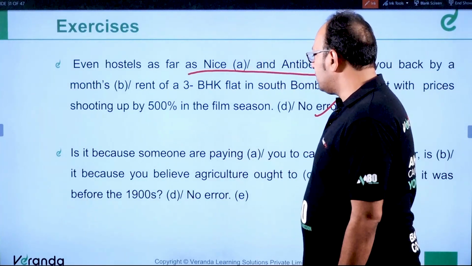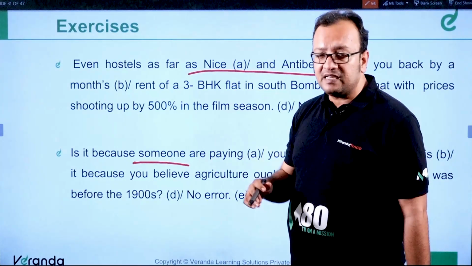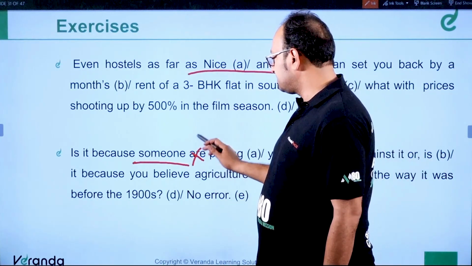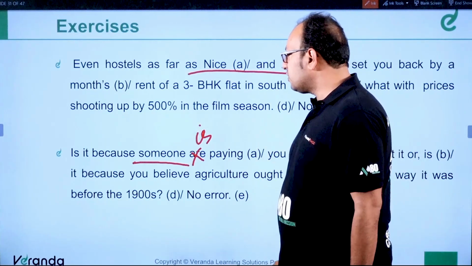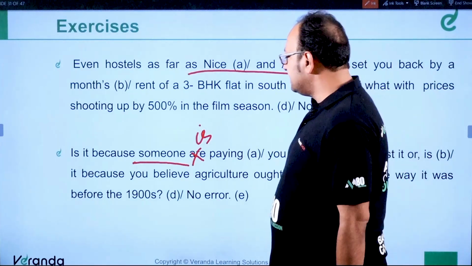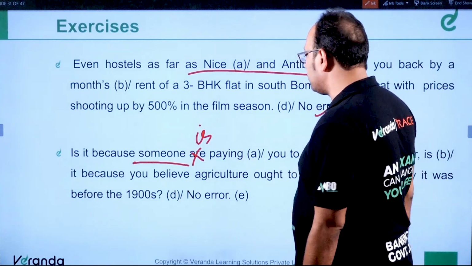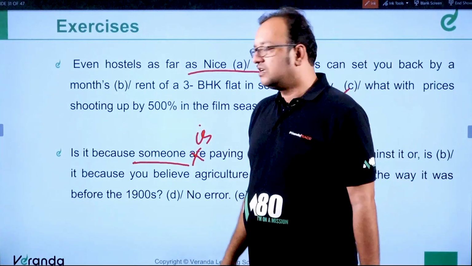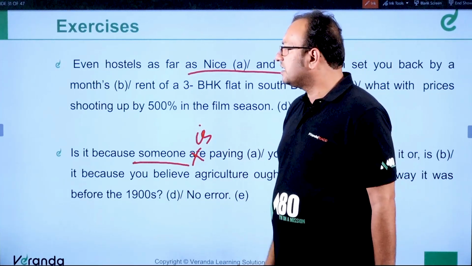Is it because someone are playing? Someone is again an indefinite pronoun of singular number, so it should be followed by is. Single entity. Is it because someone is playing you to campaign against it, or is it because you believe agriculture ought to be done the way it was before the 1900s? So someone is a singular entity, so it should be followed by is. Clear? Moving ahead.